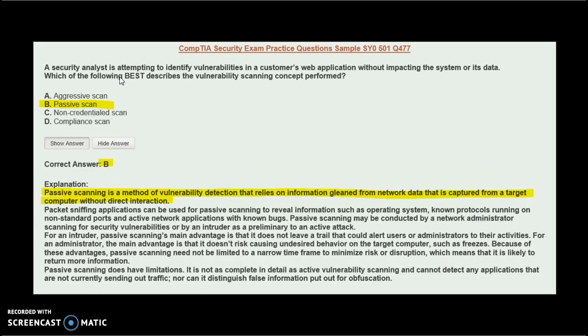That is B, a passive scan. Passive scanning is a method of vulnerability detection that relies on information gleaned from network data that is captured from a target computer without direct interaction.